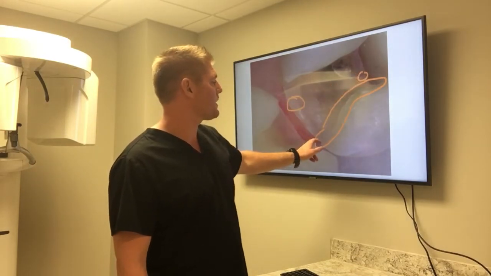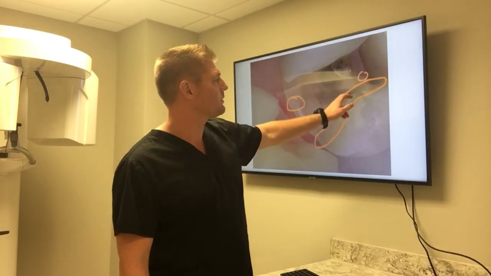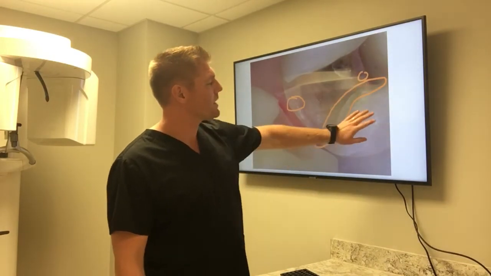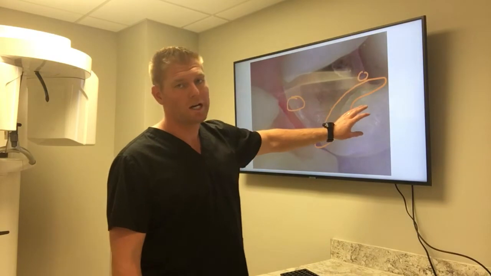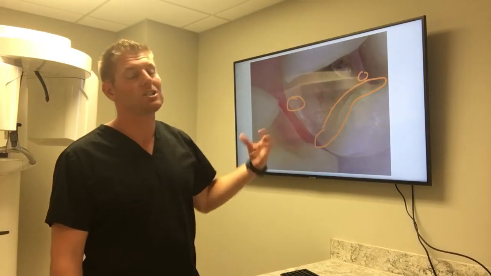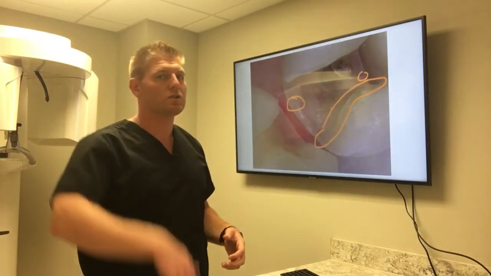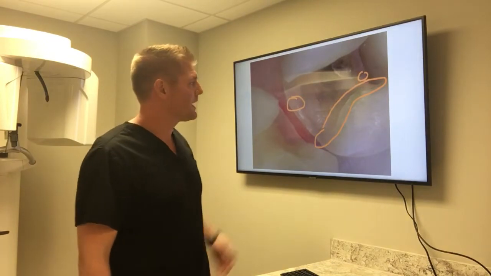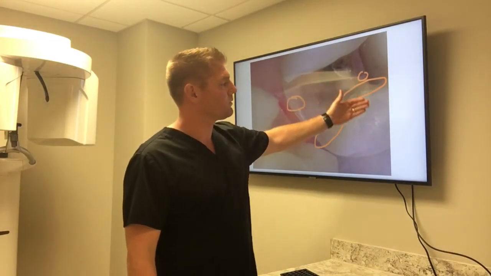And then notice this crack that runs all the way through here. Now this is one of the major cusps in the tooth. This is a buccal cusp, is what it's called. So it's one of the cusps on the cheek side of your tooth, one of the little slopes on the cheek side. And that crack has started to make its way through that cusp.